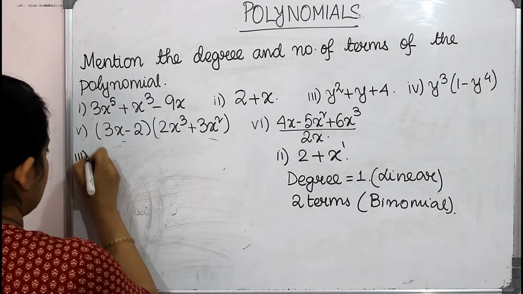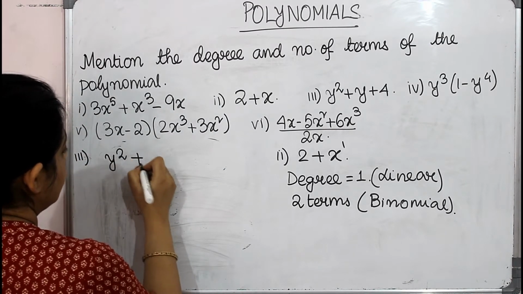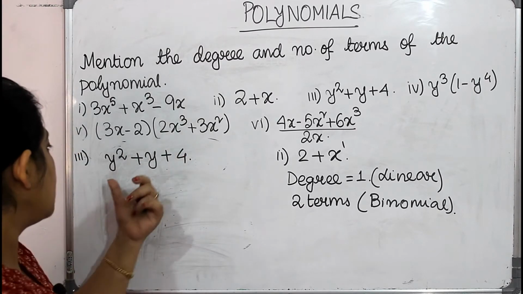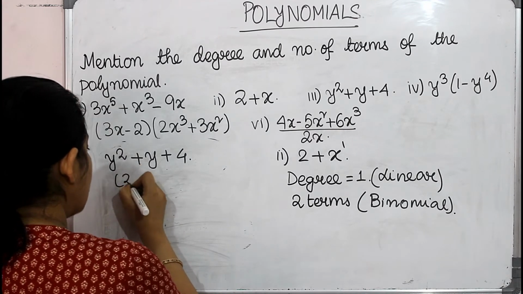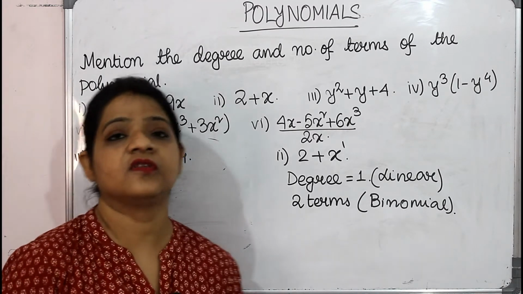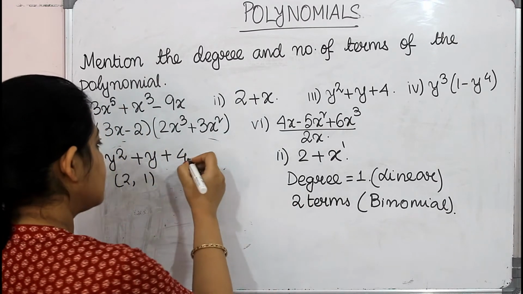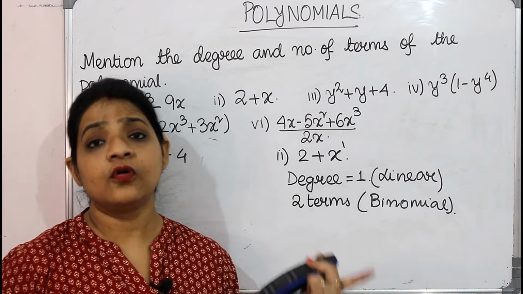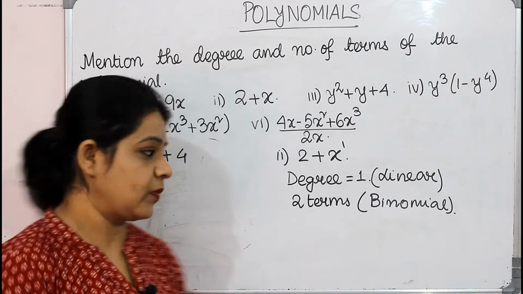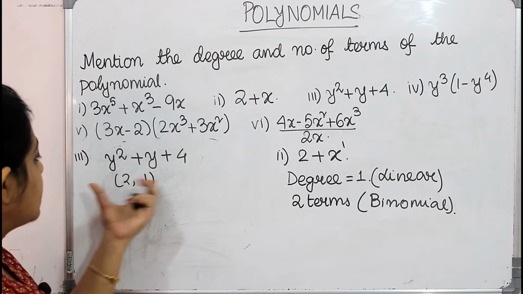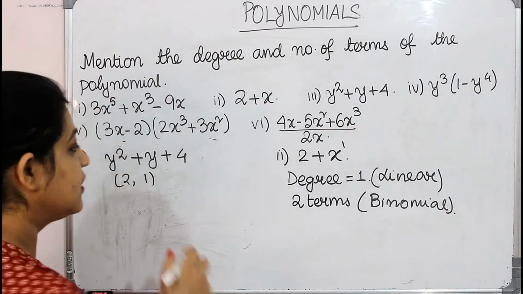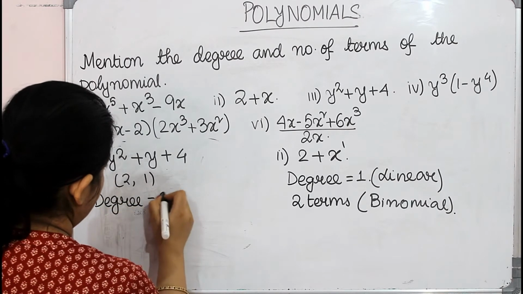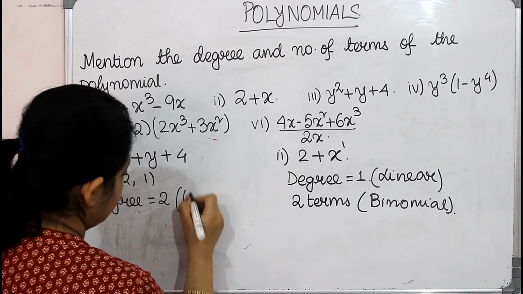Third is y squared plus y plus 4. So what are the powers over here? 2 is 1 power, 1 is 1 power and 4 is constant. Since 4 we can write it as 4y to the power of 0. So writing 4 into y to the power of 0 or simply 4 is the same thing. So here 2 and 1. So the highest power is 2. So the degree will be 2. Degree will be 2, that is, it is called as quadratic.